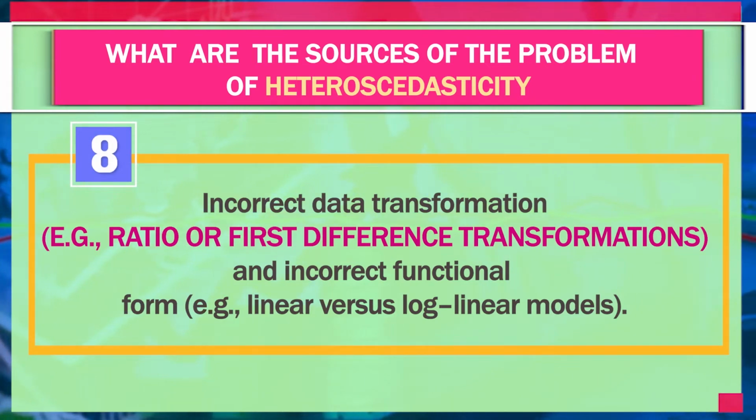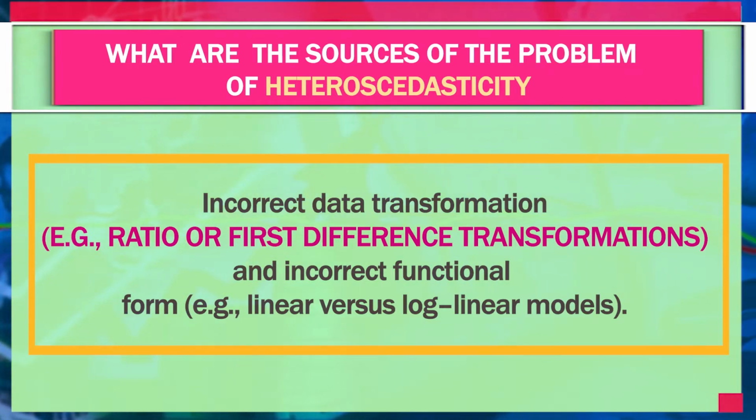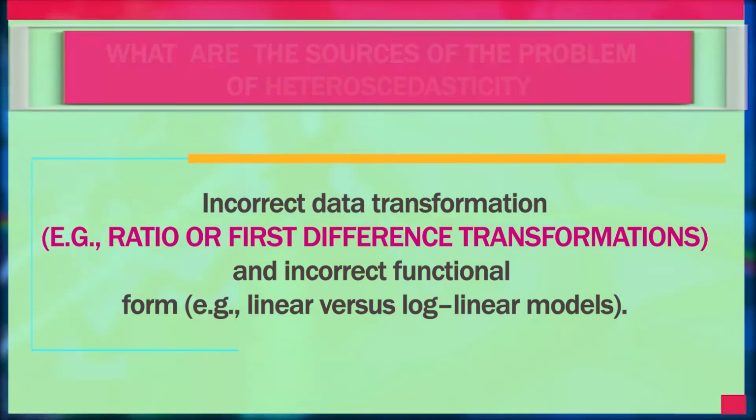And sometimes we transform the data according to different functional forms. We take log linear form, or we take any other transformation, like ratio form. Sometimes this also leads to changing variances, unknowingly. So all these problems create the problem of heteroscedasticity in this case.